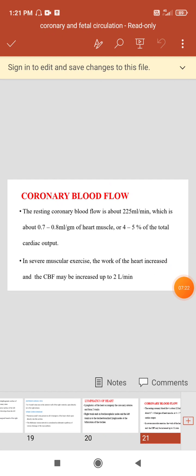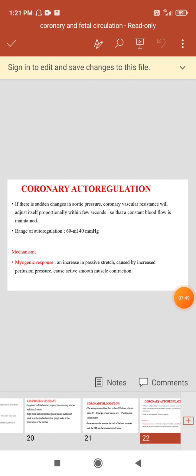Next is coronary blood flow. The resting coronary blood flow is about 225 ml per minute, which is about 0.7 to 0.8 ml per gram of heart muscle, or 4 to 5% of the total cardiac output. In severe muscular exercise, the work of the heart increases and the coronary blood flow may increase up to 2 liters per minute.